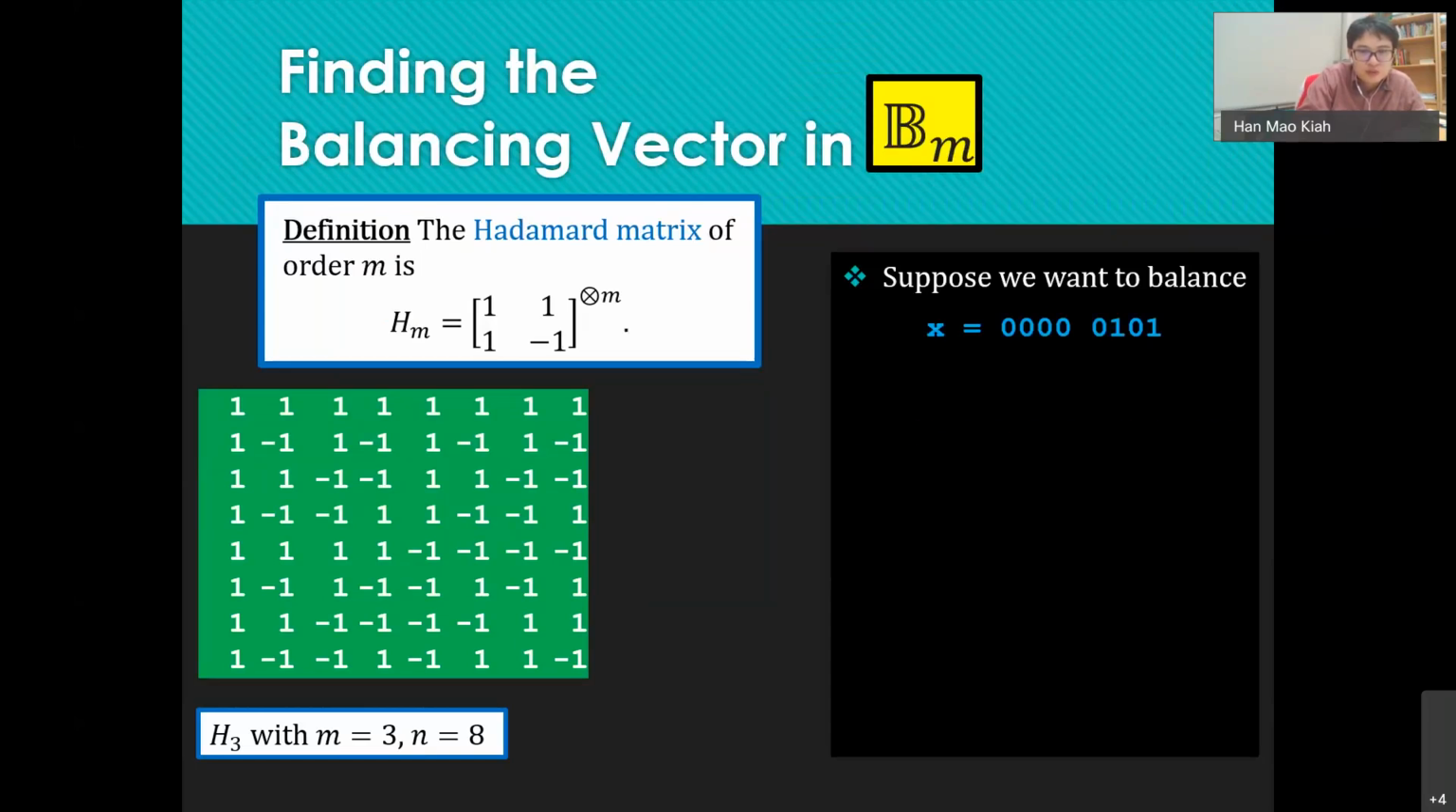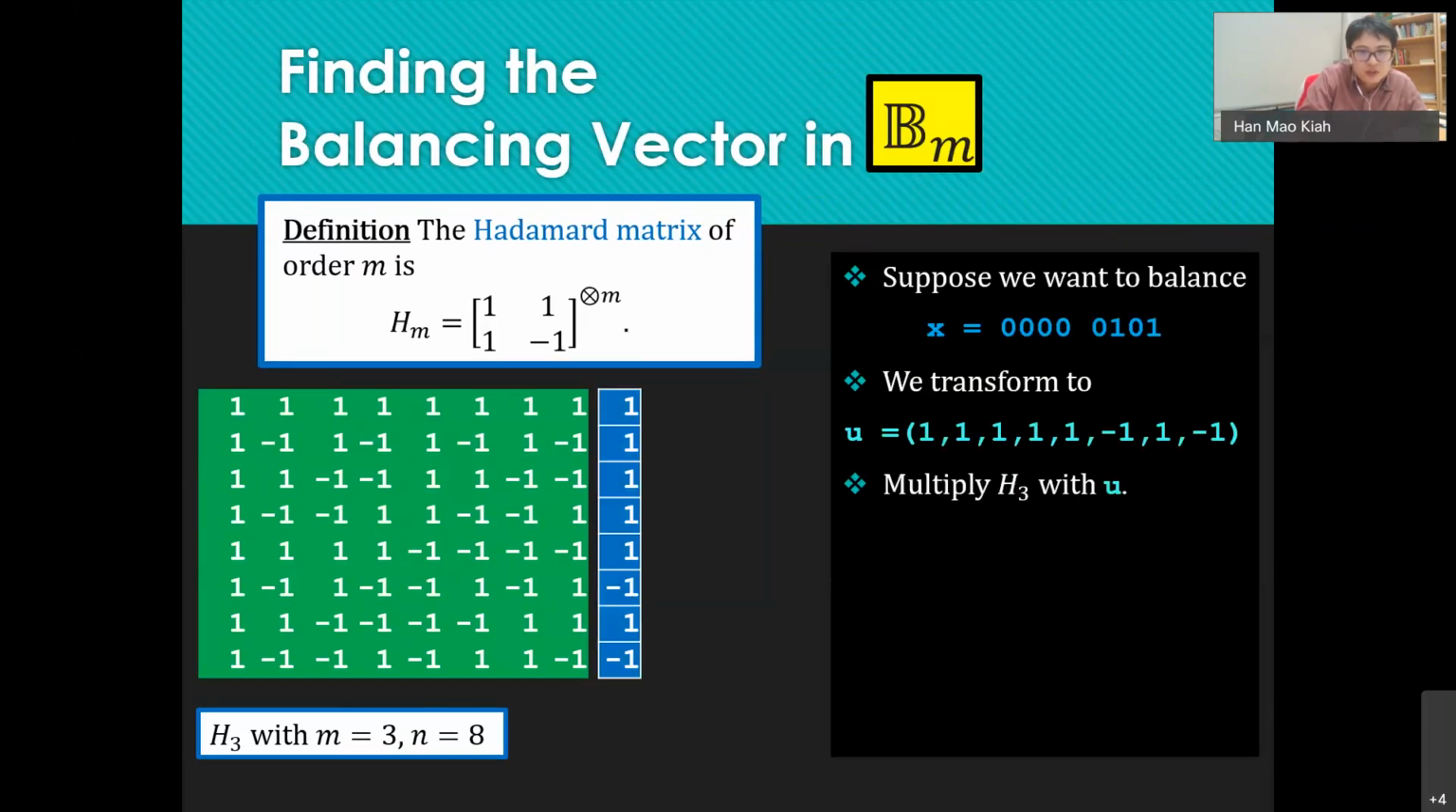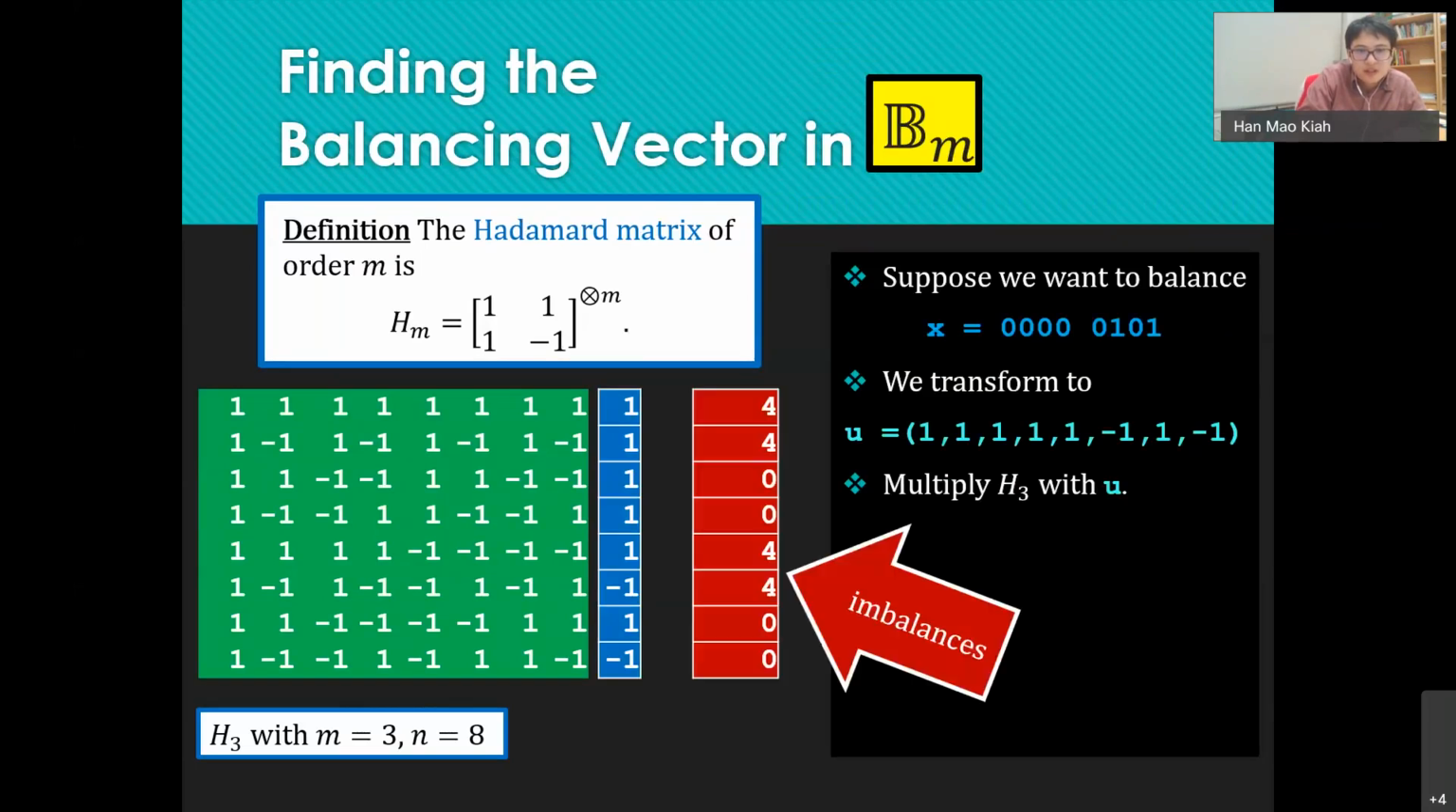What we're going to do is transform it to a plus-minus 1 vector by turning all the zeros to 1 and the ones to minus 1. What we do next is multiply the Hadamard matrix with u. Then you obtain this integer-valued vector: 4, 0, 4, 4, 0, 0, 4, 4, 0, 0. It turns out that these integer vectors actually correspond to the imbalances you obtain when adding vectors in B. Let me convince you via example.